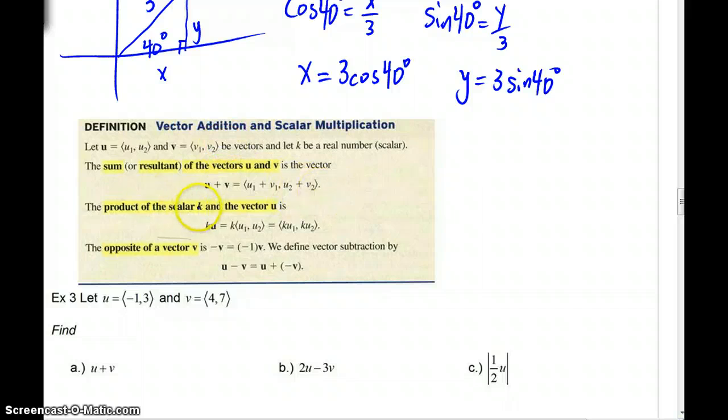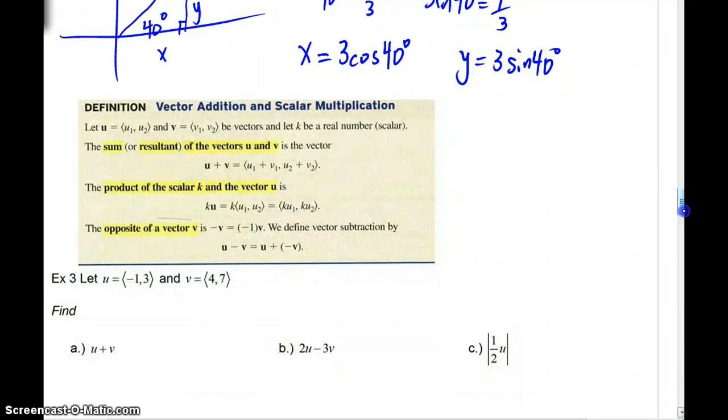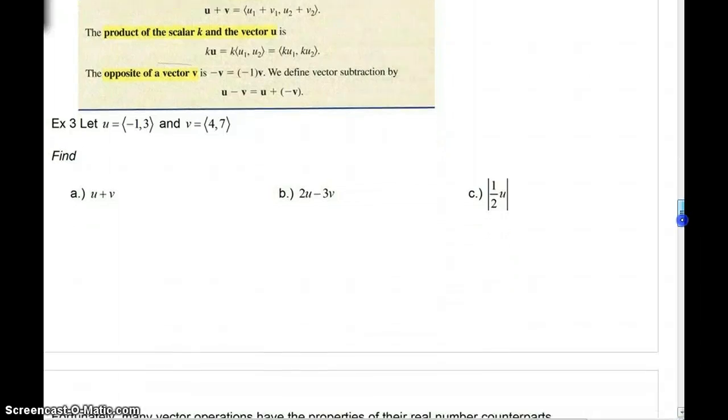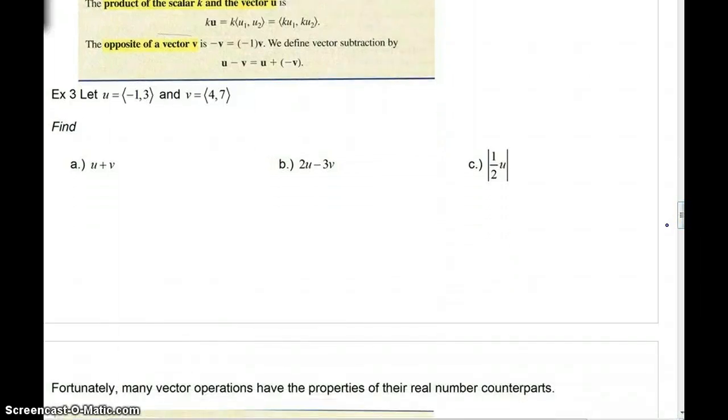Multiplying a scalar is just a number. It does not have a vector tied to it. It doesn't have any direction to it. So just some coefficient out in front of a vector, multiplying, and you'll multiply that number to both components. The opposite of a vector just means multiply by -1. So real quickly, let's take a look at a few problems.